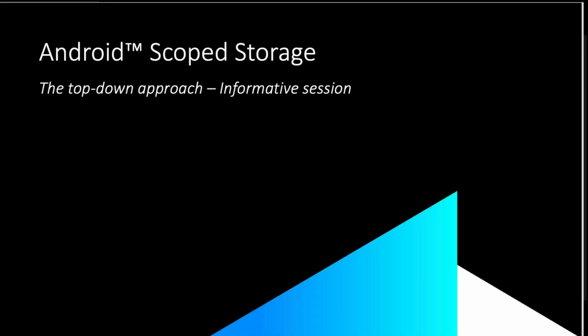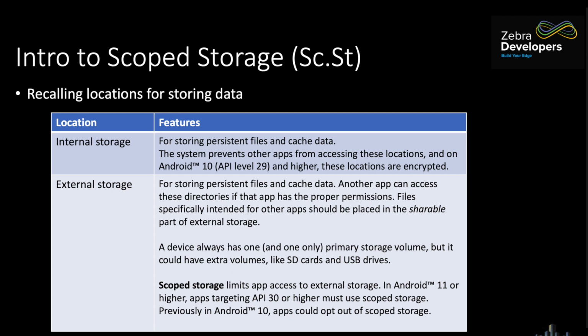So let's move to the informative session, which I called a top-down approach to the scope storage, because we start just looking at what's happening from a documentation point of view. I'd like to start recalling what are the locations for storing data in an Android device. We have the internal storage and the external one. Both of these storage types are used to persist files and cache data.